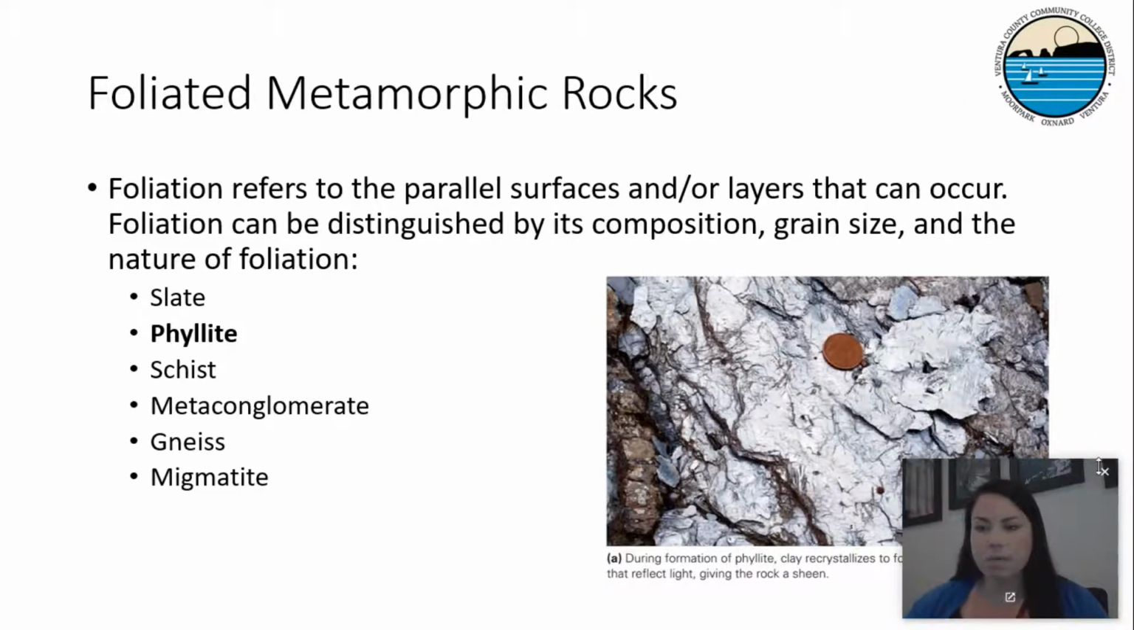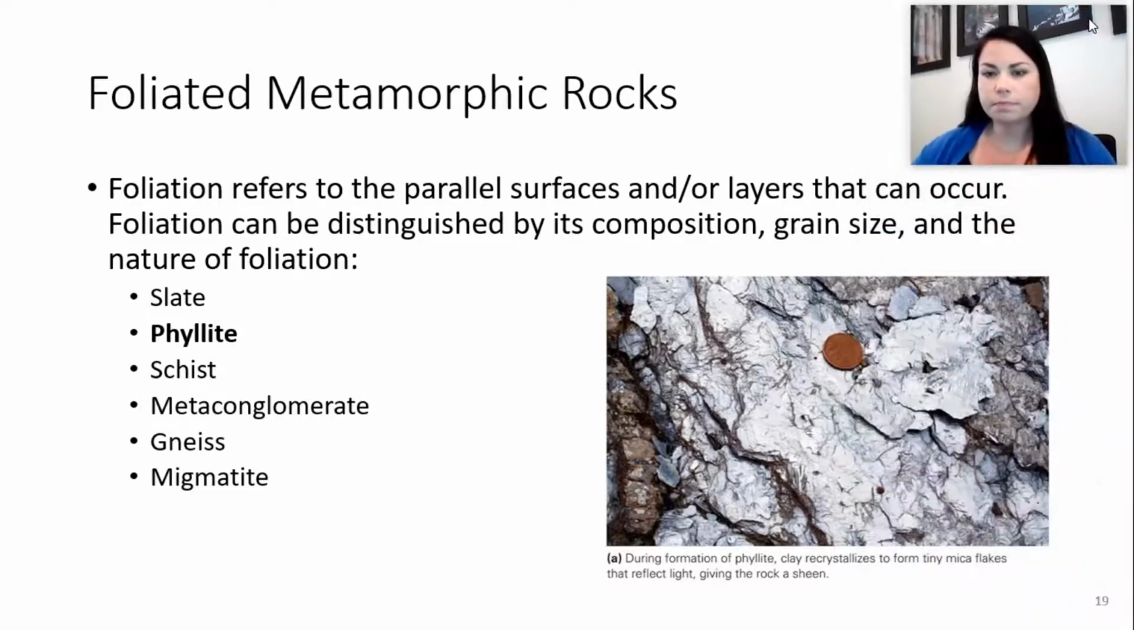So here's an example of phyllite. During the formation of phyllite, we have clay that recrystallizes to form tiny mica flakes. So if you remember when we talked about mica in the minerals section, you may remember the picture where you could see those sheets of mica flakes. And so when it undergoes metamorphism, phyllite still has that same foliation characteristic.